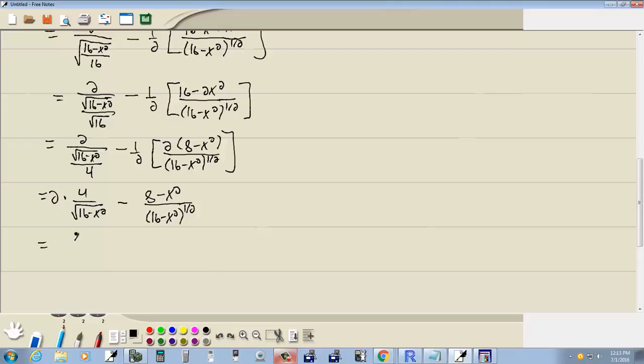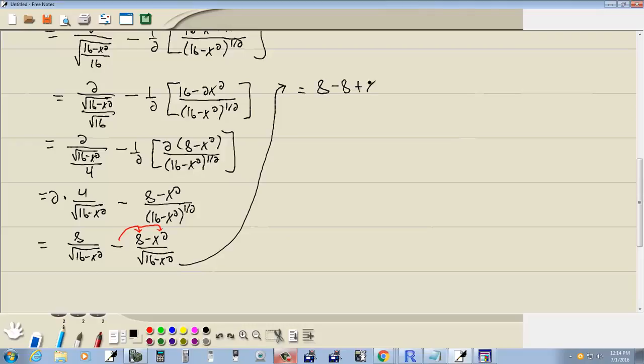2 times 4 is 8. And I'll leave that in radical form. Minus 8 minus x squared over the square root of 16 minus x squared. I'll put them in the same form there. Now we got a common denominator, so now I can combine the top parts. This minus is going to flip the sign of everything up on top. So we're going to have 8 minus 8 plus x squared over the square root of 16 minus x squared. 8 minus 8 cancels. We got x squared over the square root of 16 minus x squared.